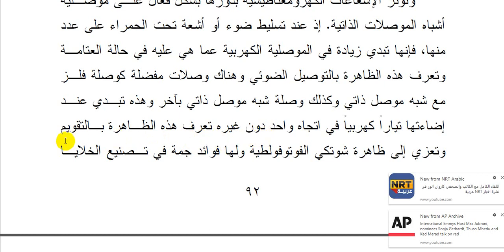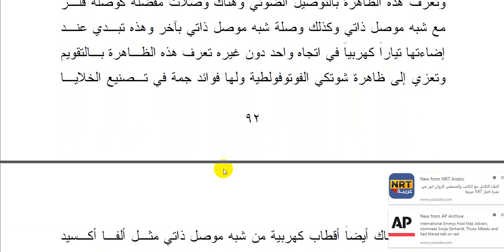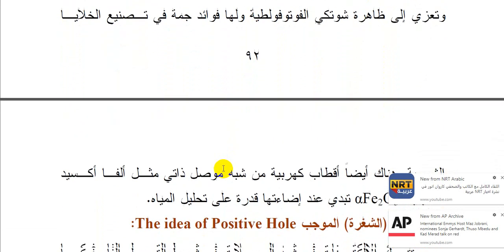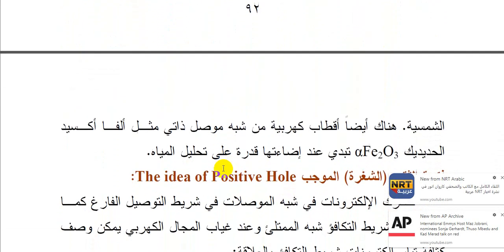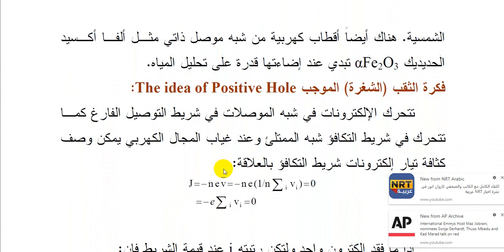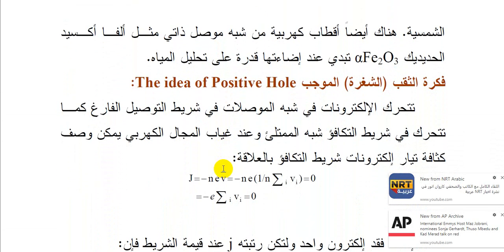The aspect is actually denoted as the rectification, يعني تعرف الحالة بالتقويم rectification التقويم. And due to the Schottky photovoltaic aspects, it has many capitalizations in the manufacturing of cells. يعني ولها فوائد جمة في تصنيع الخلايا, or even maximal capitalizations of the solar cell manufacturing. يعني لها فوائد هائلة في تصنيع الخلايا الشمسية.